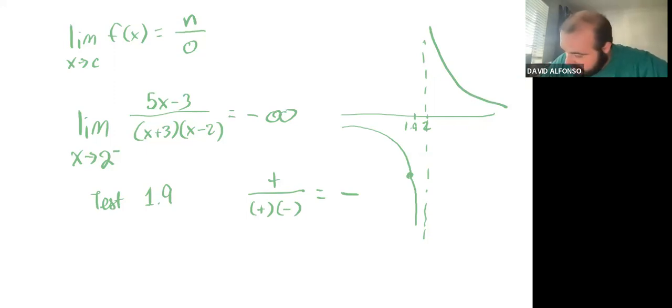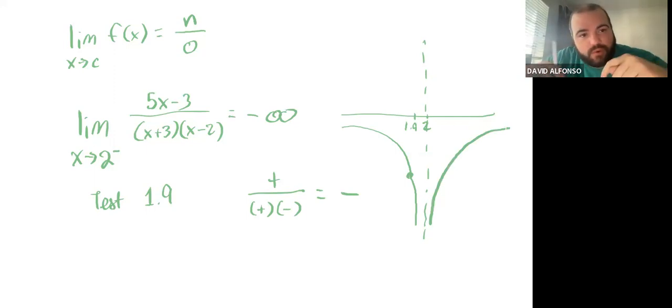But if they did this, right, if both left and right went to negative infinity, then the common limit would be negative infinity. Okay, so that's how you can tackle vertical asymptotes.